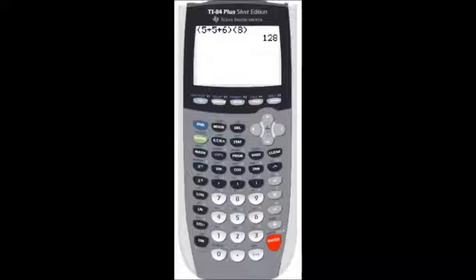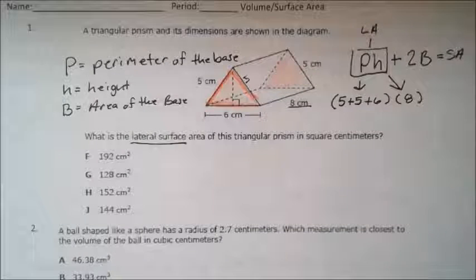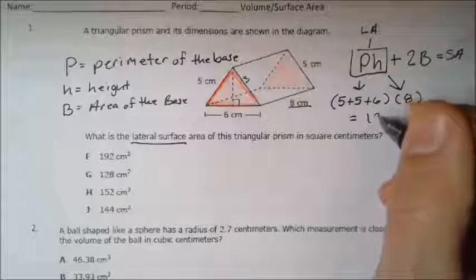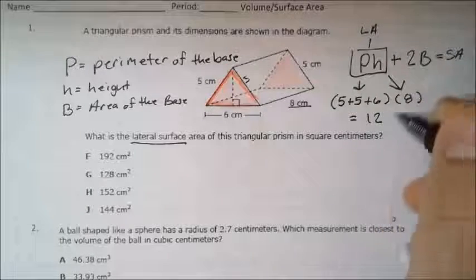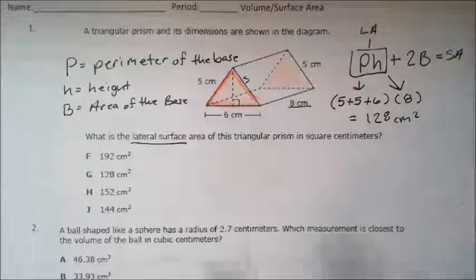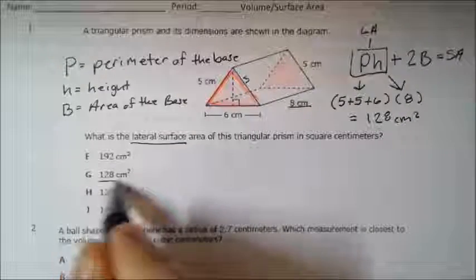So let's go back and check our answer choices. So I'm going to go ahead and put this equals 128 centimeters squared. So our best answer choice and the correct one is G.